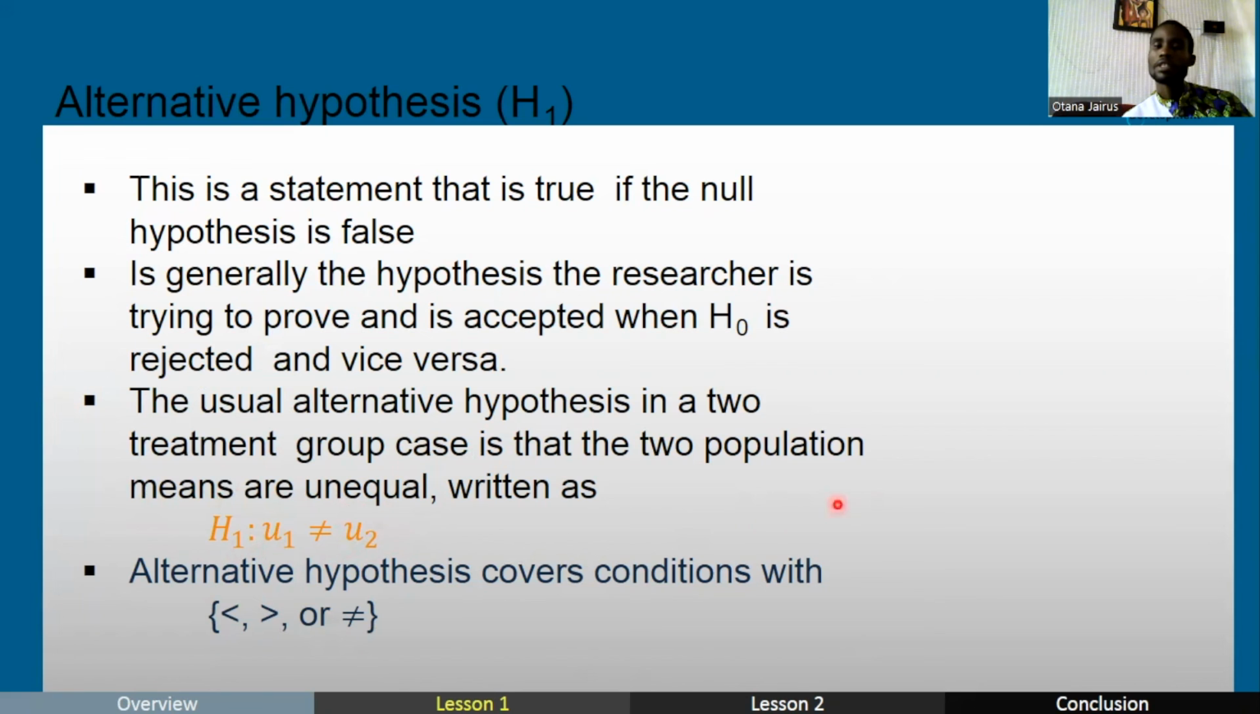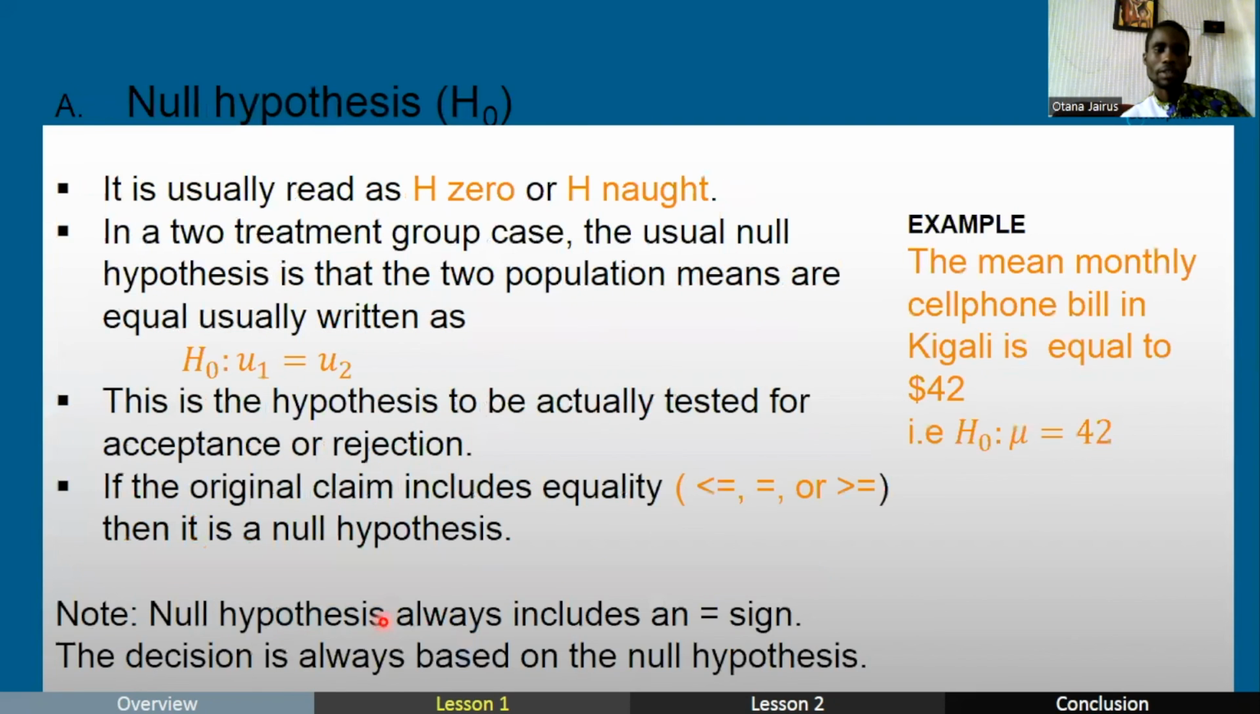Alternative hypothesis covers conditions with less than, greater than, or not equal to. Unlike the null hypothesis, if I can just go back to that case, whereby we used equalities like less than or equal to, greater than or equal to. Remember we said that for the null hypothesis, we always include an equal sign. That is for the null hypothesis.